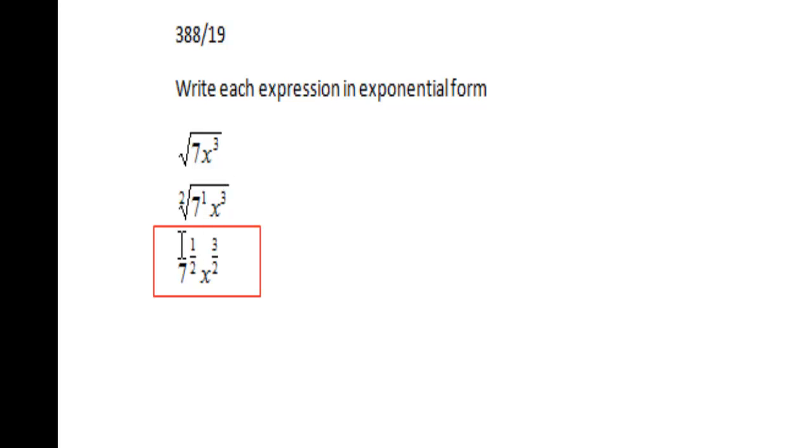So then what you do is you bring each factor out and you give it its own exponent in fractional form. So that becomes the square root of 7 to the 1st times x to the 3rd. You now have a factor of 7 with an exponent of 1 divided by the index of 2. For x, you have x with an exponent of 3 divided by the index of 2. So it's 7 to the 1/2 times x to the 3/2.